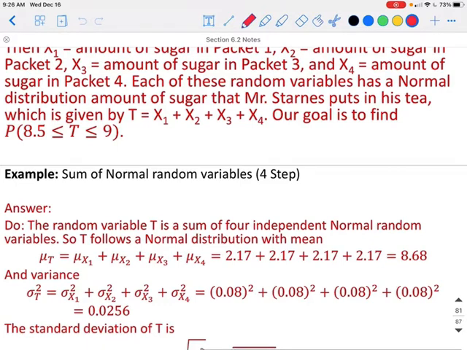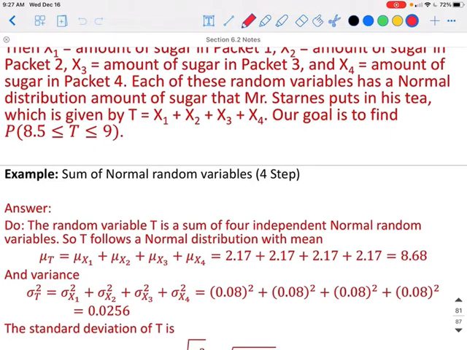Remember, to find that total, since we're just adding the packets together, you would just add their means together. Each packet has a mean of 2.17 grams. So if we add them together, we're going to get our mean for the total amount of sugar to be 8.68 grams. Now to find our standard deviation, you first have to find the variance.